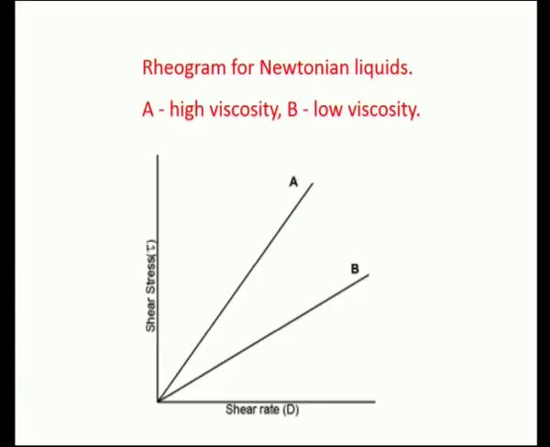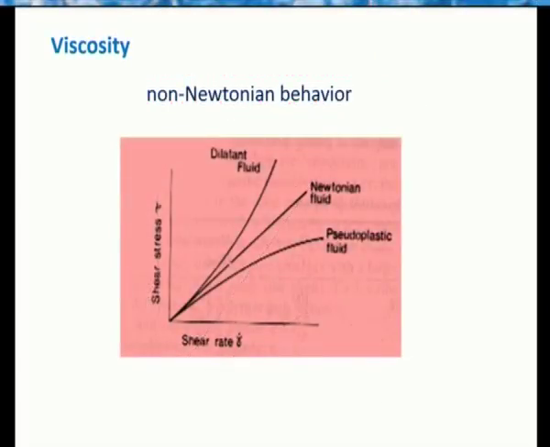Let us see a typical rheogram for Newtonian fluids shown here. One is for high viscosity, another one is for low viscosity. In both the cases, you could find there is a linear relationship between the shear stress as well as the shear rate. Such liquids are called Newtonian liquids. There is another category which comes under non-Newtonian behavior, as shown here, where the relationship between shear stress as well as the shear rate is not linear like in a Newtonian fluid, whereas it goes in a different fashion.